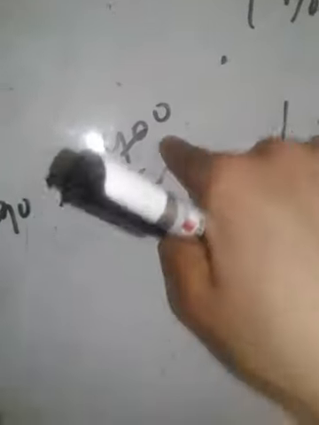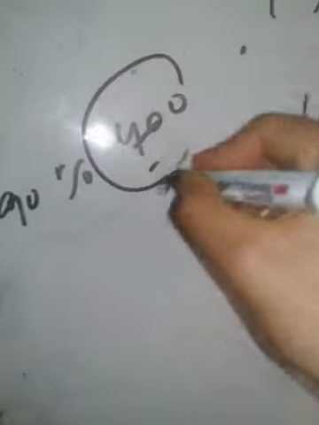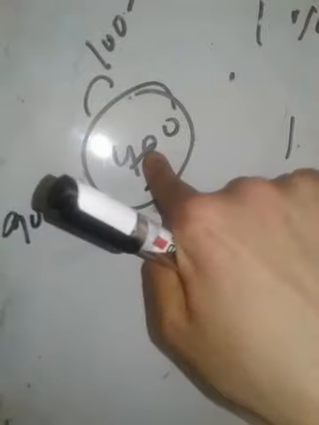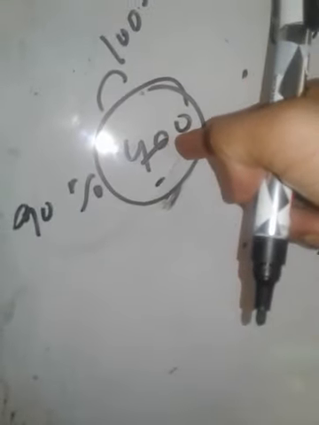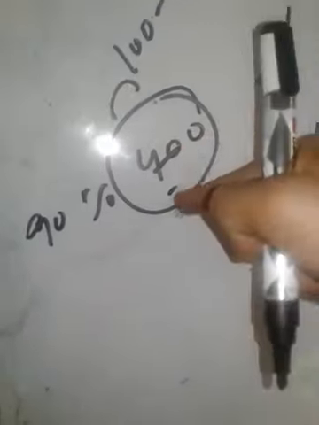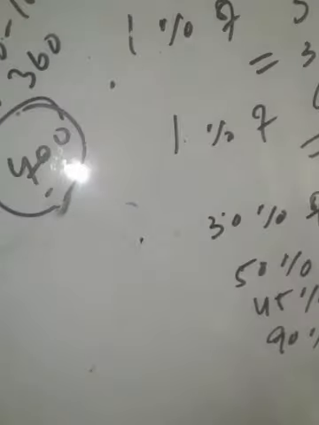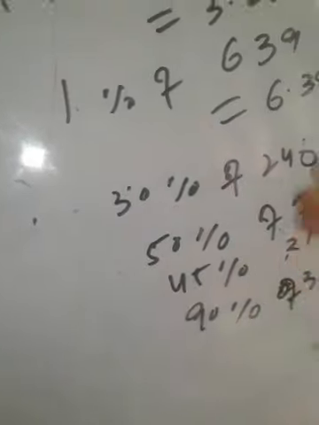Or it is 100 minus 10. Any value is 100%, so it is 100% minus 10%. 100% is 400. What is 10%? It is 40. So 400 minus 40 is 360. Simple.